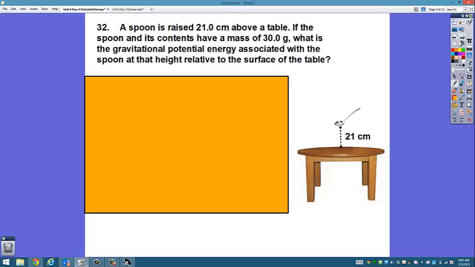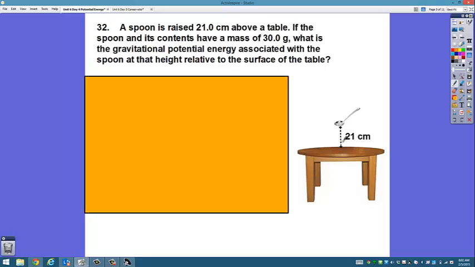Okay, let's try a sample problem. So in your homework, this is problem number 32, and you have a spoon being raised 21 centimeters above the table. That's important because remember, height is relative. So I could have told you the height of the table and then told you how high above the ground the spoon was. So they're just telling you their specific reference height. So that's the height that it's actually moving that you'll want to care about.